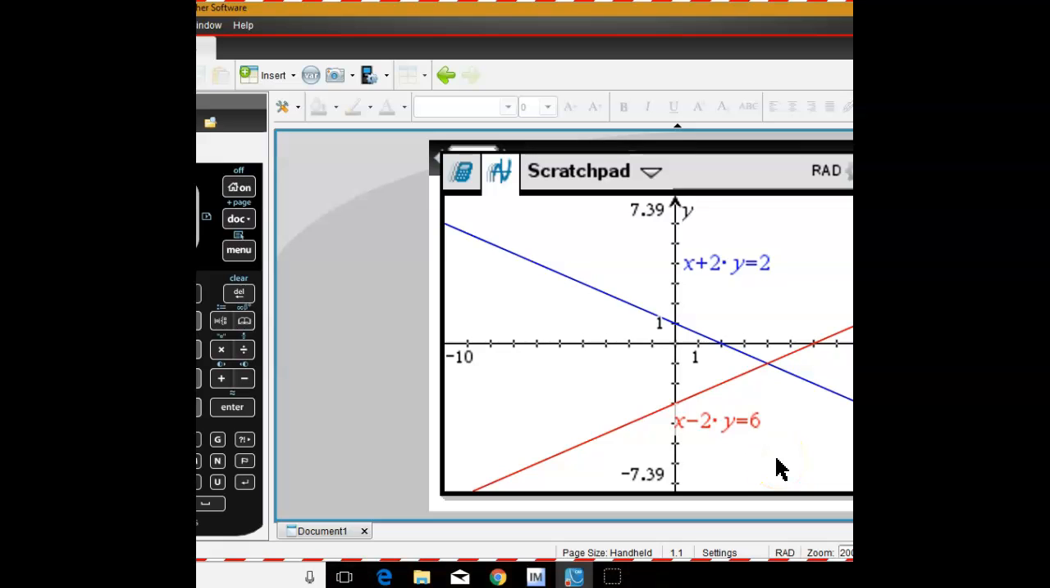So 3 ways. Graphing. Graphing is the least used method because if you get some pretty gnarly linear equations out there that you have to graph, that's going to be difficult. But the substitution, as well as the elimination method, those are the ones that work. So this should be review for you guys. So let's take a look at an example here.